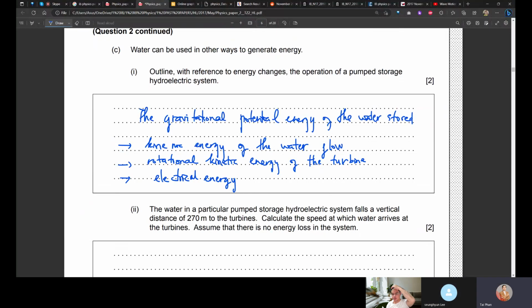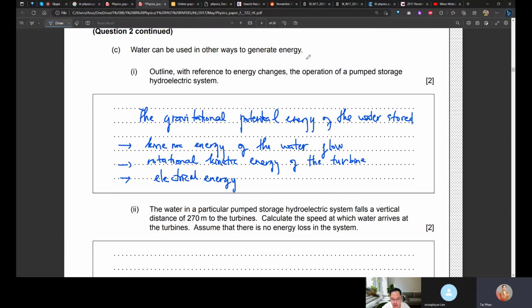Water in a particular pump storage hydroelectric system falls a vertical distance of 270 meters to the turbines. Calculate the speed at which water arrives at the turbine. Assume that there is no energy loss in the system.